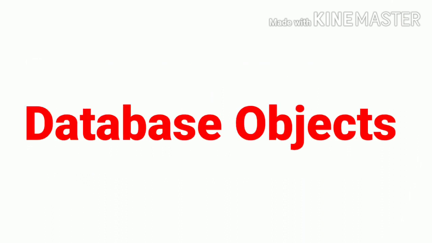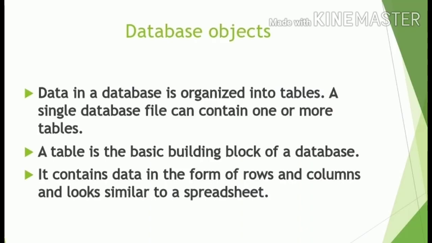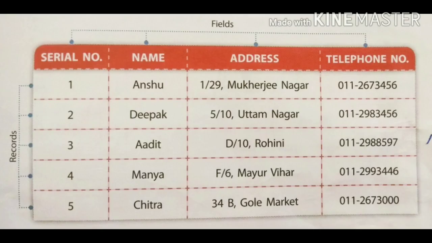First topic is database objects. Data in a database is organized into tables. A single database file can contain one or more tables. A table is the basic building block of a database. It contains data in the form of rows and columns and looks similar to a spreadsheet.